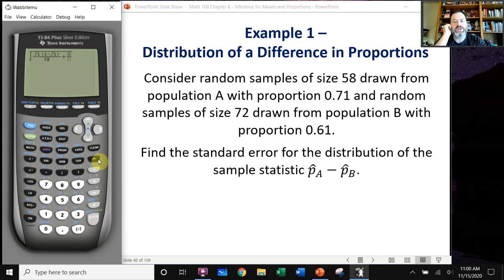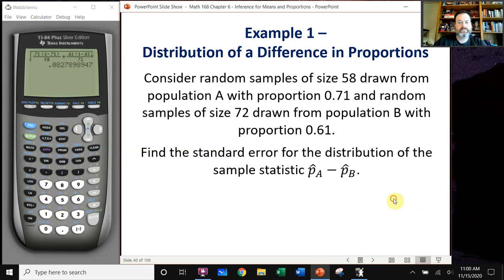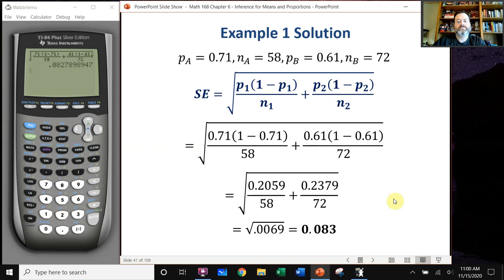Put another fraction in, and then do the same thing with the second fraction. 0.61 times 1 minus 0.61. And these samples are size 72. So you get this big, gigantic thing, right? And you get 0.083.